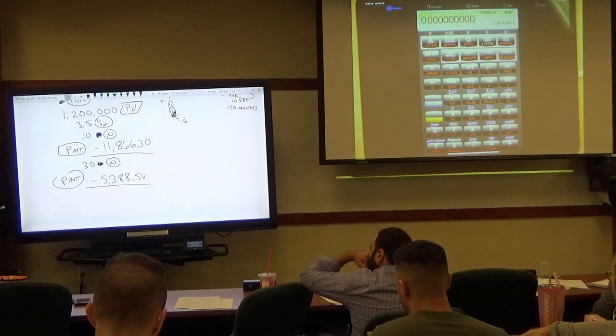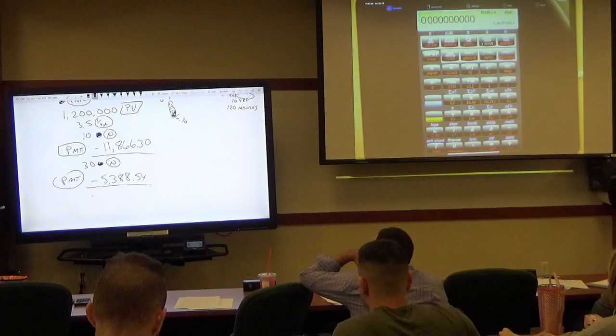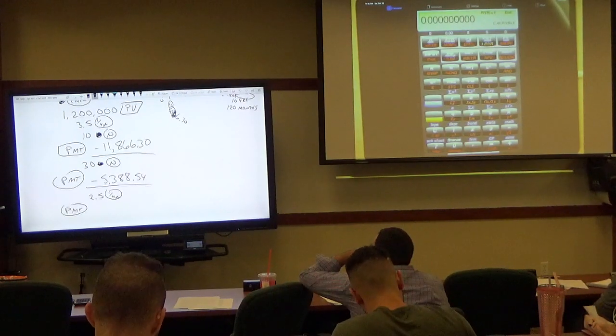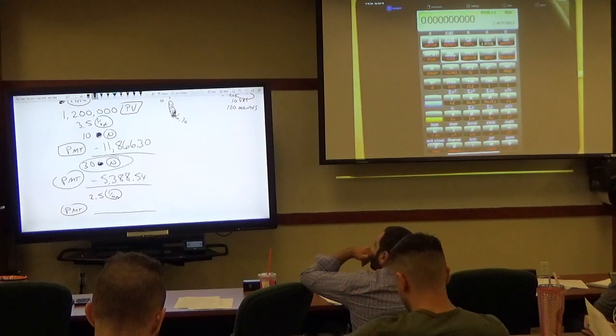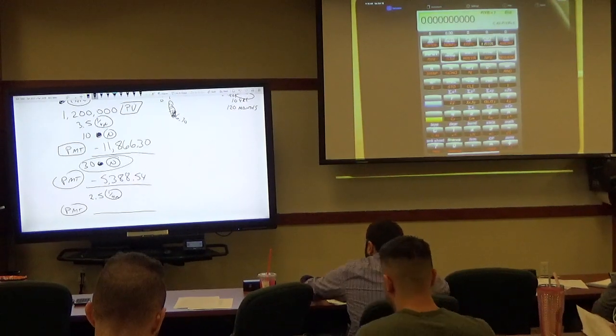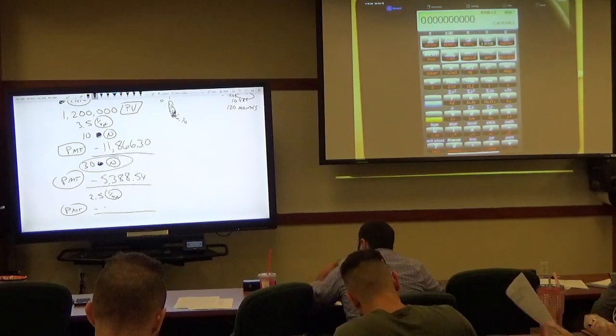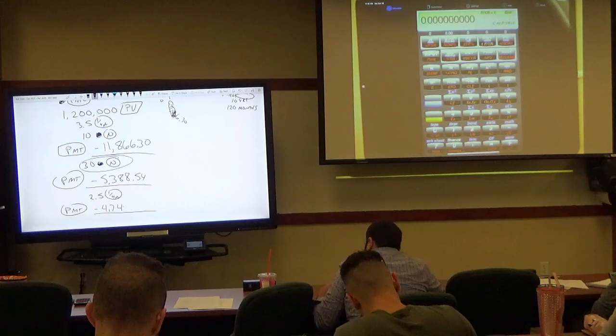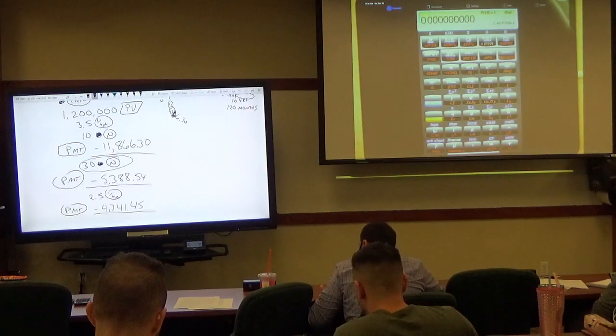We can change again and change maybe the interest rate and say, well, what if the interest rate were to go down to 2.5%? What would be the resulting payment? Now, this is still going to be predicated on a 30-year term because that was the most recent thing we put in. So in doing that, 2.5, and then solving, $4,741.45. So that would drop our payment down even a little bit more.